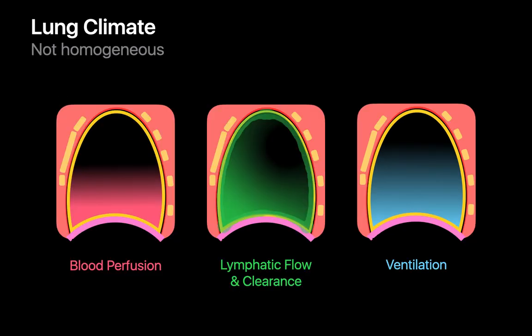For lung disorders whose pathophysiology involves any of these 3 systems, which is pretty much most of them, the non-uniformity in blood perfusion, lymphatic flow, and ventilation will often influence their geographic pattern in the lungs.